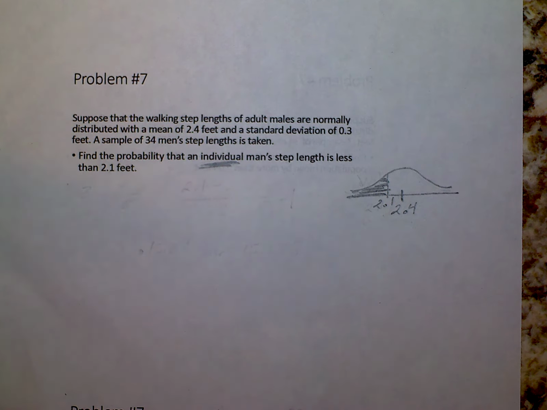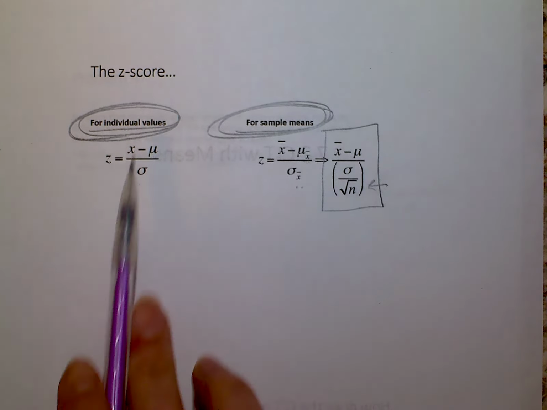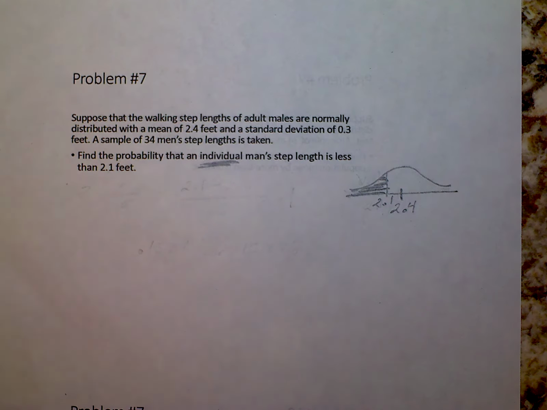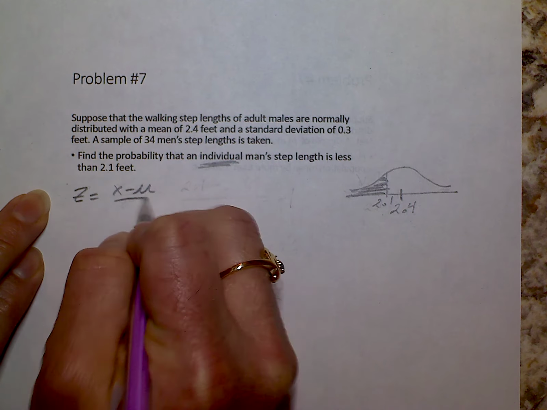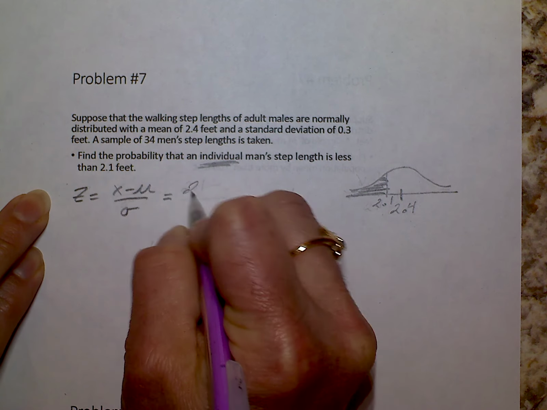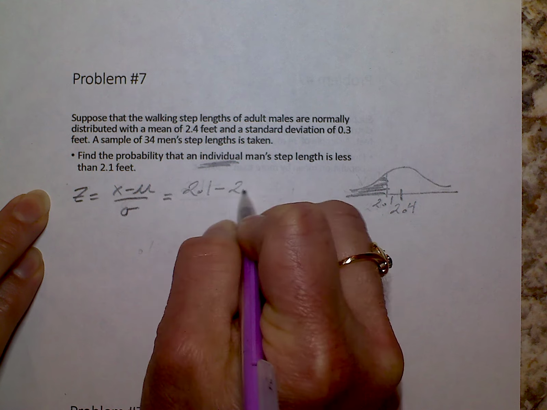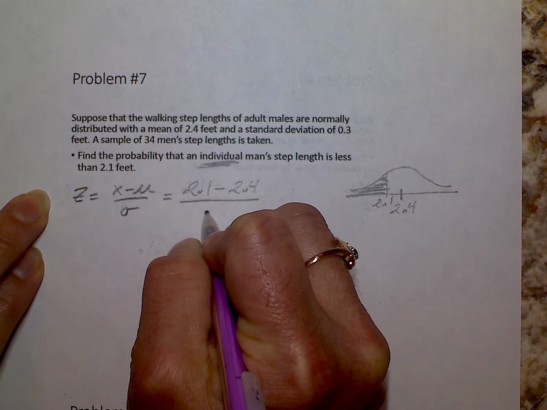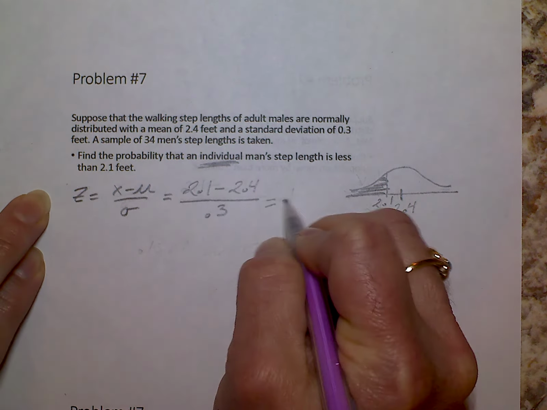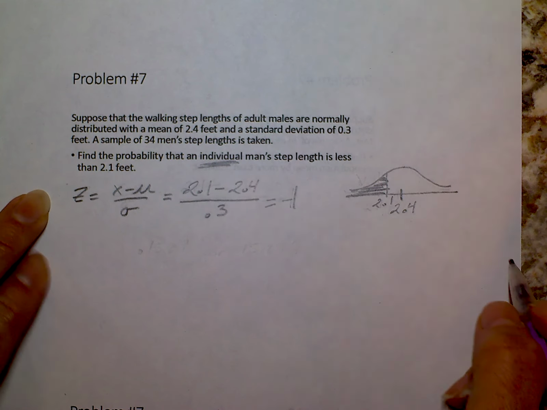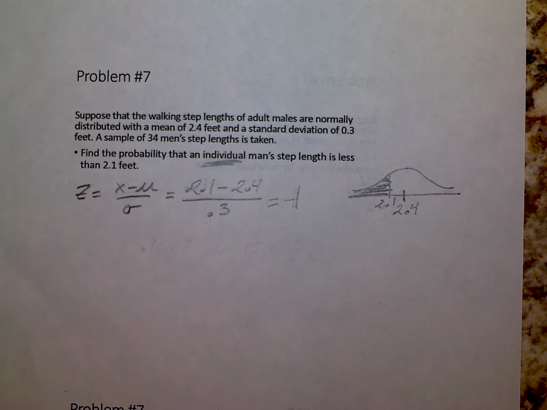So remember when I was circling and boxing over here? An individual man's step length. That's just your regular z. X minus mu over sigma. We love that guy. So we're going to go z equals x minus mu over sigma. X is 2.1, mu is 2.4, sigma was 0.3. This is negative 1. So negative 1 is our z.